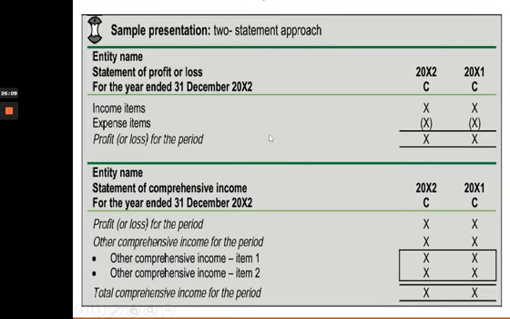The first statement deals with profit and loss, so it only has income and expense items. The second statement starts where the first statement ends. So in our first statement, we ended with profit or loss for the period. We carry forward these numbers to the top of the second statement, for your statement of comprehensive income. So we start off with profit or loss for the period. We give details of our OCI items, and then we'd have our total comprehensive income for the period.